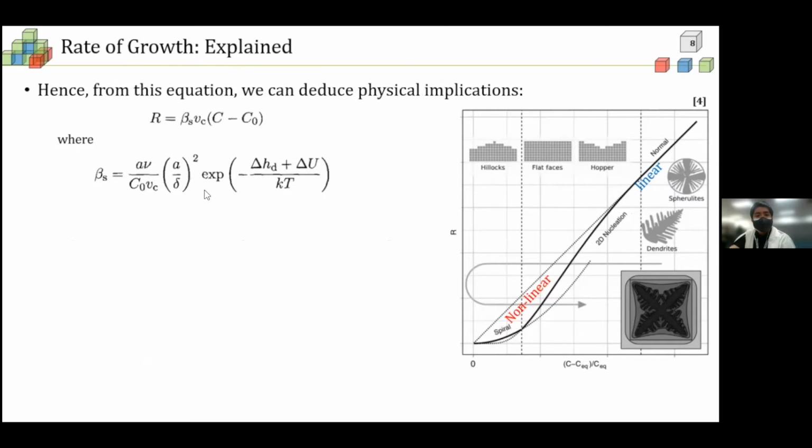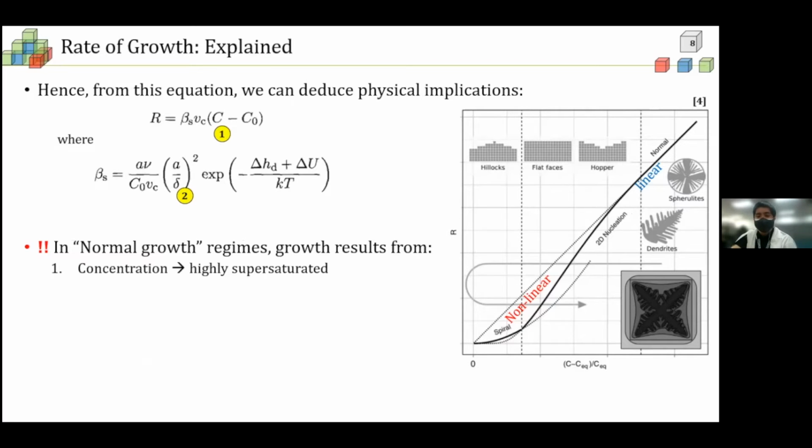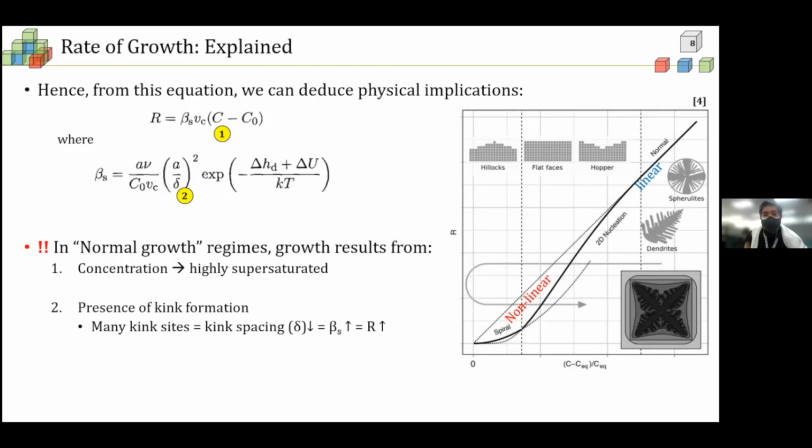Similarly, we have these important factors. We have C, and we also have this probability to find the kink site. So in the normal growth regime, more or less these two factors are the ones dominating the rate of growth. It's the concentration being highly supersaturated, and likewise the presence of kink formation. So again, many kink sites would lead to a higher beta and likewise a higher rate of growth.